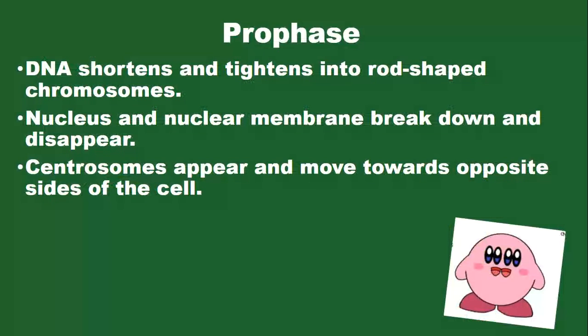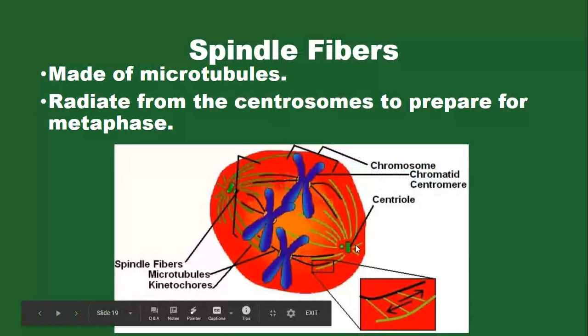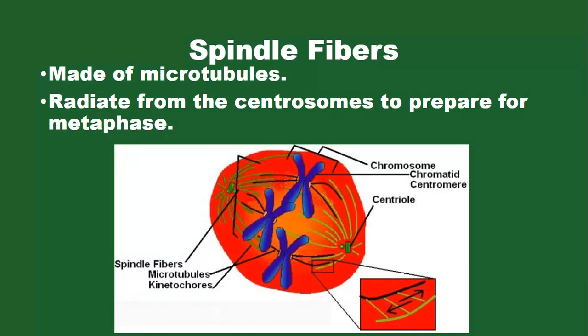Prophase is the first phase. DNA shortens from the long twisted staircase and tightens up into the chromosomes. Then the nucleus and the nuclear membrane start to break down so that we can start that process of cell division. Centrosomes appear and move towards the opposite sides of the cell. So those centrosomes are going to be on each side of the cell. And so we've got our chromosomes there in the middle.